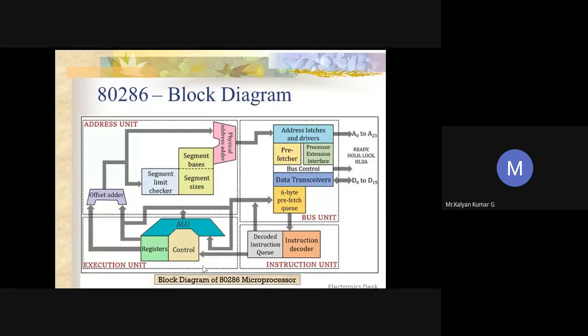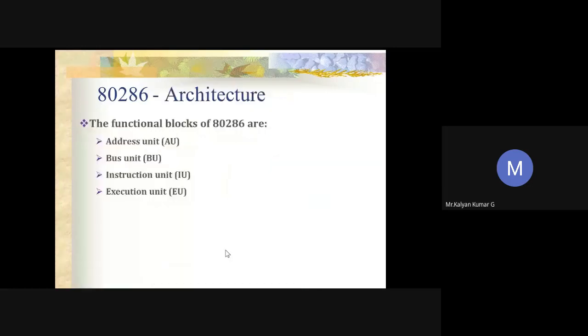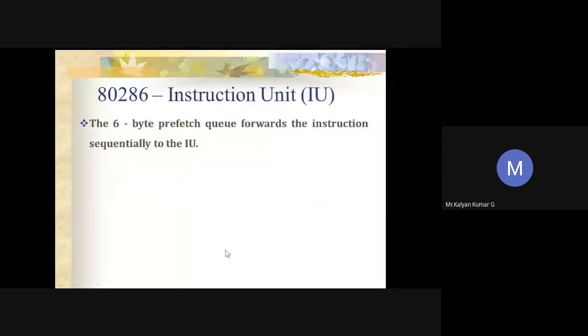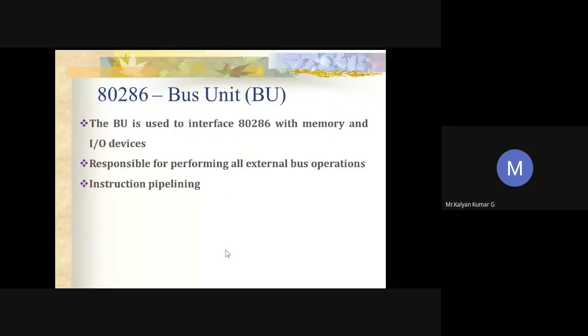One of the functions of this bus unit is to fetch instruction bytes from the memory. Generally, the instructions which are fetched in advance will be stored in this queue, mainly for faster execution of the instructions. And this concept we call instruction pipelining. So that's what I have mentioned here, instruction pipelining.